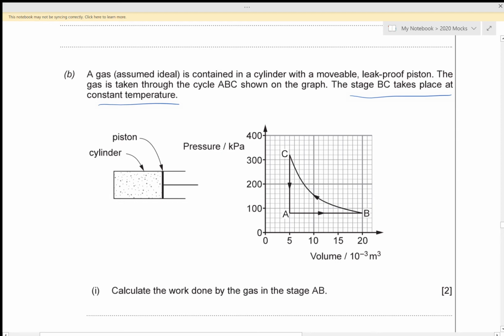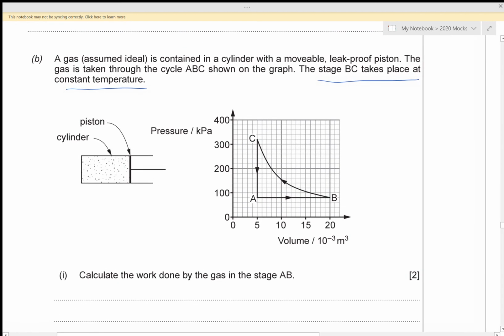Calculate the work done by the gas in stage AB. So the things to bear in mind here, as always, the change in internal energy of a gas is equal to Q minus W. Q, the heat put in, minus W, the work done by the gas. The other thing we need to bear in mind is PV equals nRT. So P times V is proportional to temperature, given that this is a leak-proof piston, so n is going to be constant, R is going to be constant. So the fact that BC is an isotherm means that the product of PV is constant along that line.